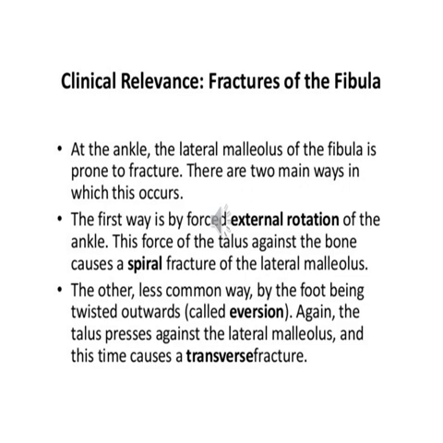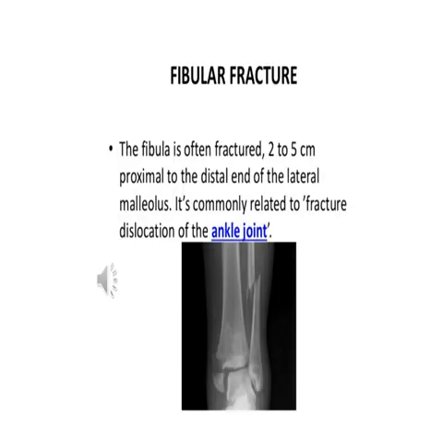One is by external rotation of the ankle that causes a spiral fracture. The other is by eversion of the foot that causes a transverse fracture. The fibula is often fractured 2 to 5 cm proximal to the distal end of the lateral malleolus. It is commonly referred to as fracture dislocation of the ankle joint.